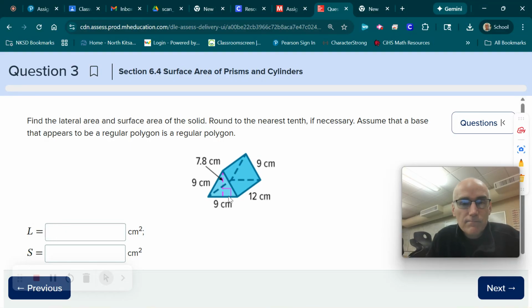Here's the height of the triangle, here's the base of the triangle. So remember, 1/2 base times height is the area formula for a triangle. Hey, I'm not going to do any more with that. That's going to be a challenging one.